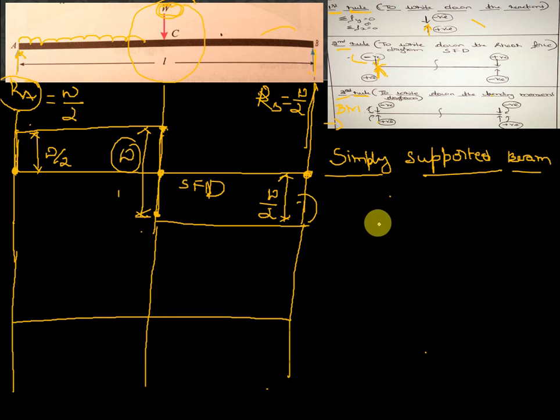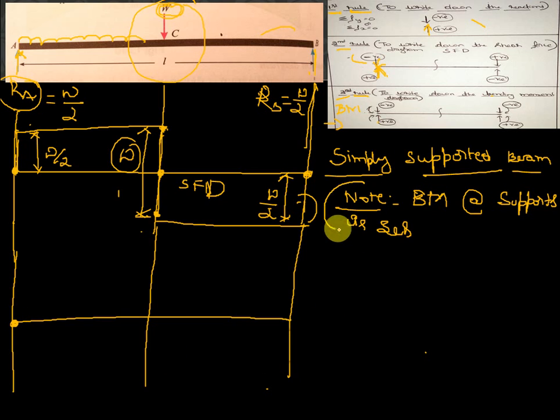So while drawing the bending moment diagram in a simply supported beam, just write one note: bending moment at supports is 0. Okay, in this line I am just drawing a bending moment diagram. This is the note. At the supports, bending moment will be 0. At the load there will be some bending moment. So what is the value of this, I need to find now.